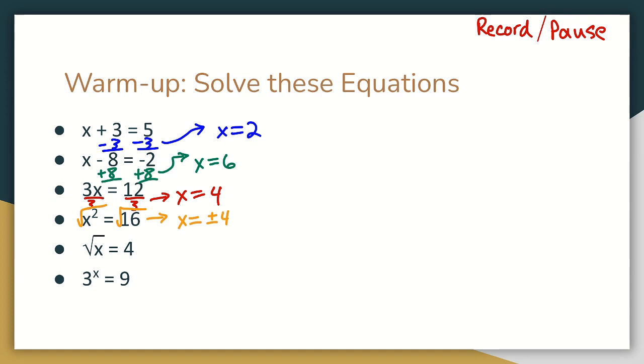All right. Now we have a square root of x is equal to 4. We square both sides to undo the operation of square root. And here we get 16.